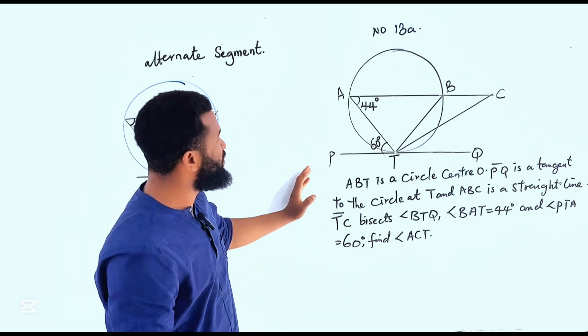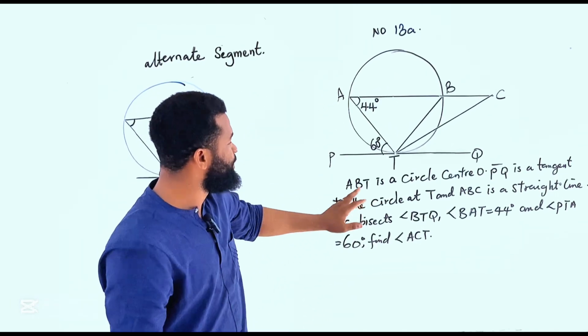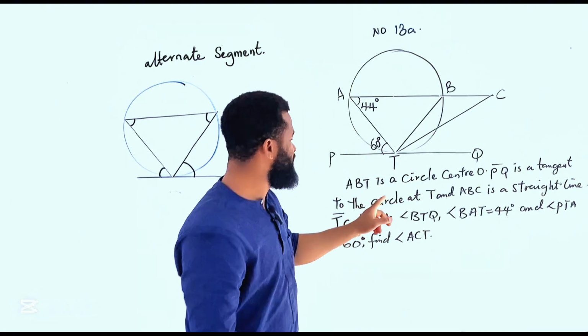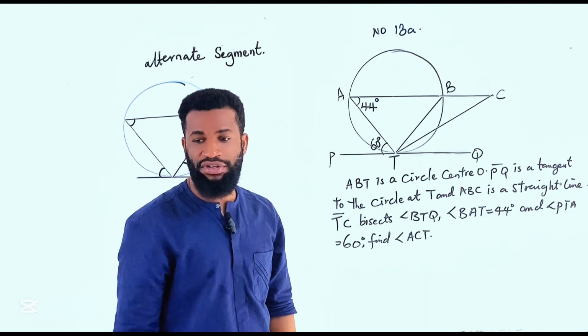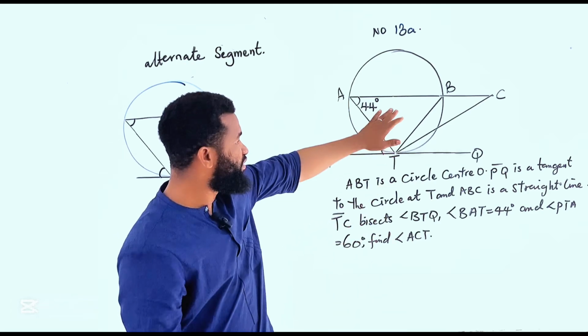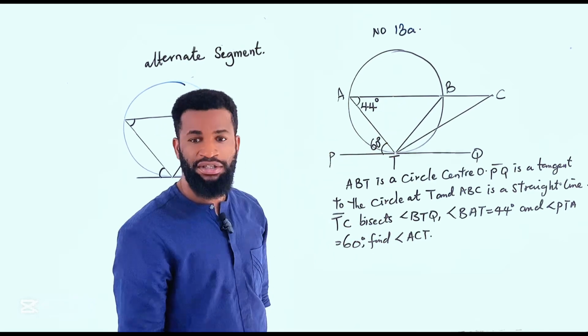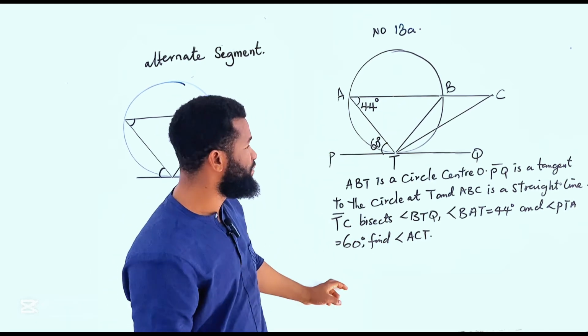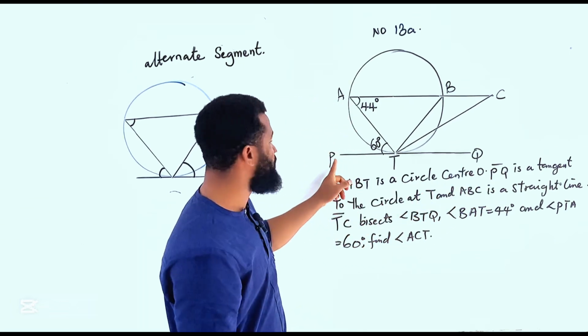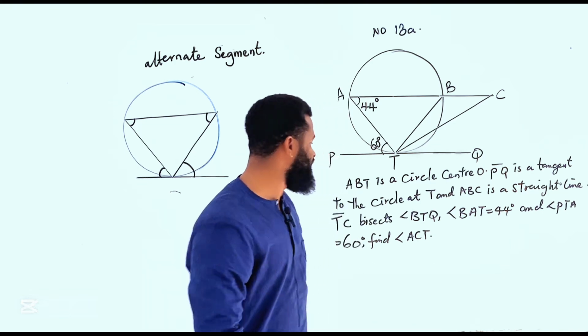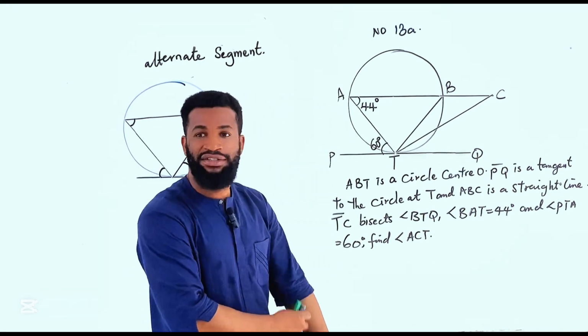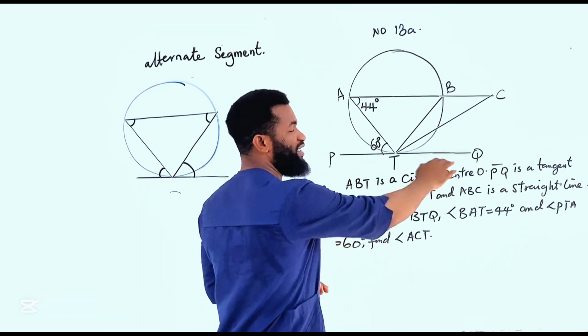So the question says, from the diagram, ABT is a circle, center O. There is no center indicated here. Pay attention so that you understand what I'm saying. PQ, from P to Q, is a tangent to the circle at T. So, you know what I mean by tangent to a circle?